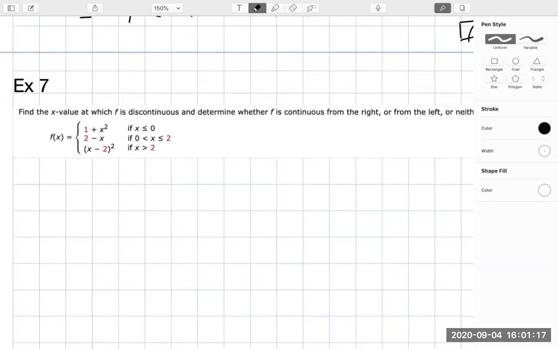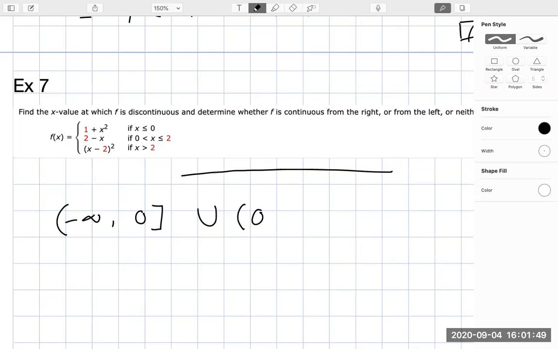Okay. What we need to do is to check if it is continuous from the right. We find a discontinuous point. This function is a branch function, and the branches, we see that it will be from negative infinity to 0, and from 0 to 2, and from 2 to infinity.